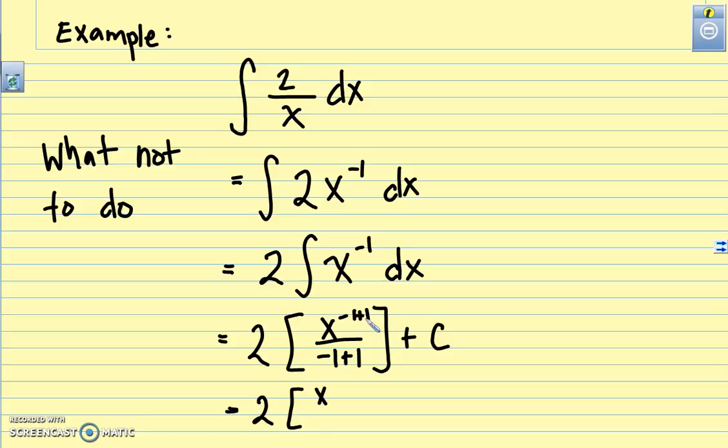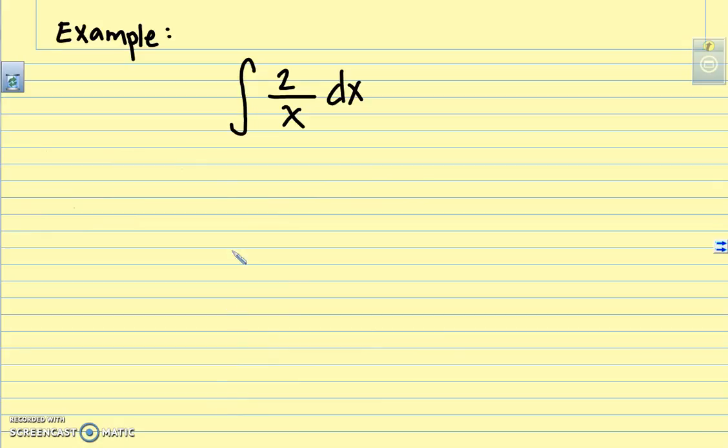Okay? And that's not correct. Mainly that 0 in the denominator makes this all wrong. So this is what not to do. Let me show you what you would do. What you do want to do here is use that constant rule and take out the 2 and write 2 times the integral of 1 over x dx.